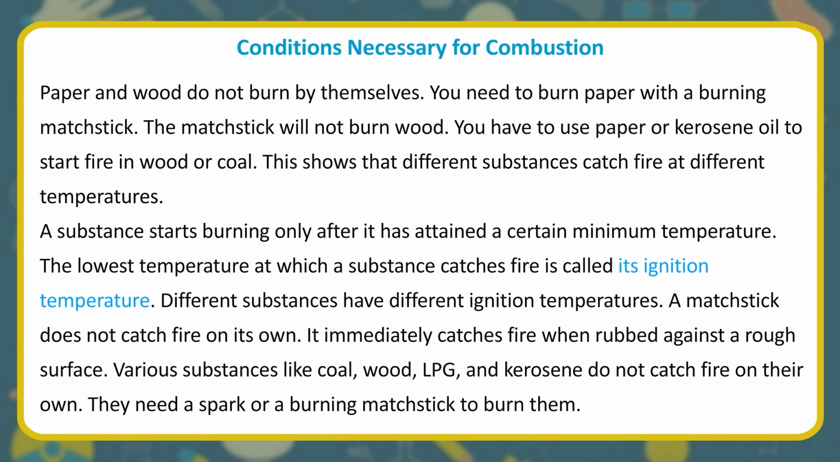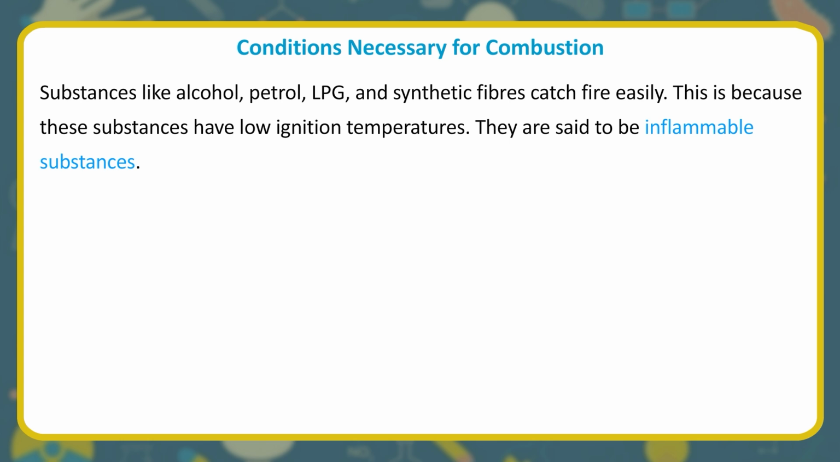Different substances have different ignition temperatures. A matchstick does not catch fire on its own. It immediately catches fire when rubbed against a rough surface. Various substances like coal, wood, LPG, and kerosene do not catch fire on their own. They need a spark or a burning matchstick to burn them. Substances like alcohol, petrol, LPG, and synthetic fibers catch fire easily. This is because these substances have low ignition temperatures. They are said to be inflammable substances.